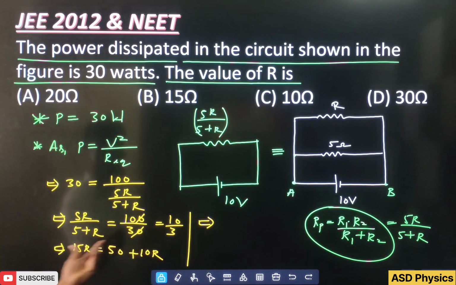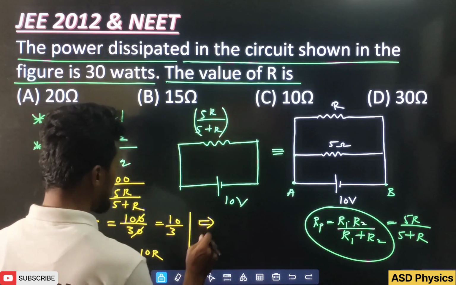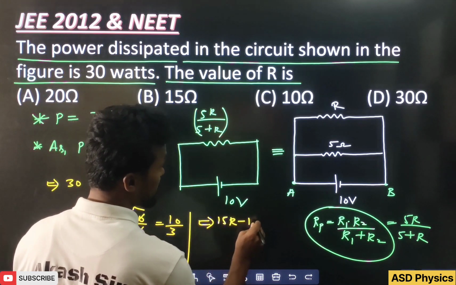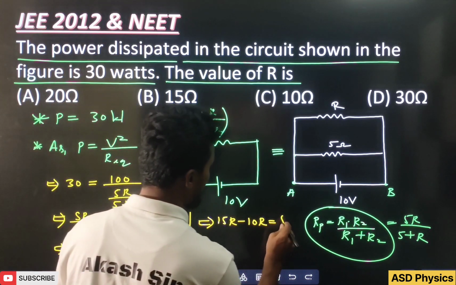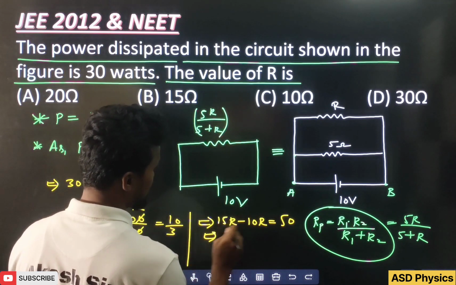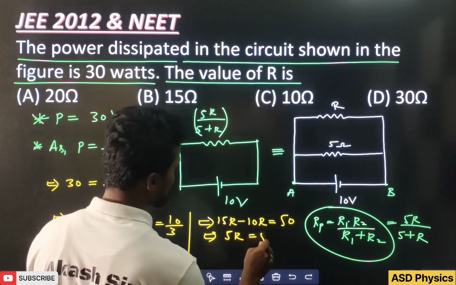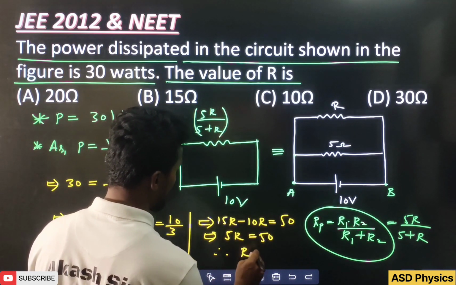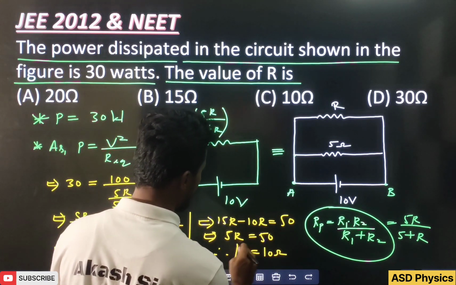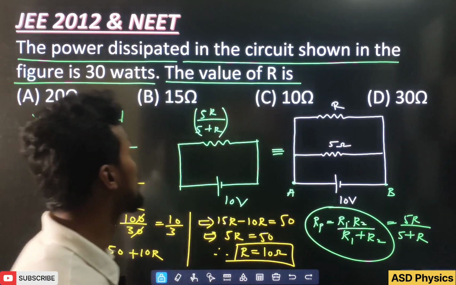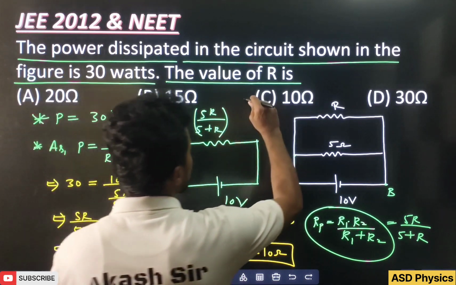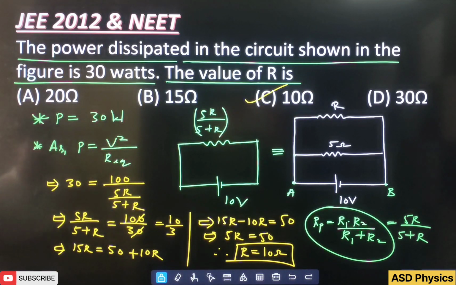You can see this 10R will come to this side. So 15R minus 10R is equal to 50. Okay. That means now you can see very well this is given: 5R is equal to 50. Hence R is 10 ohm. That means this R should be 10 ohm. Which option is correct here? Yes, the correct option is option C.